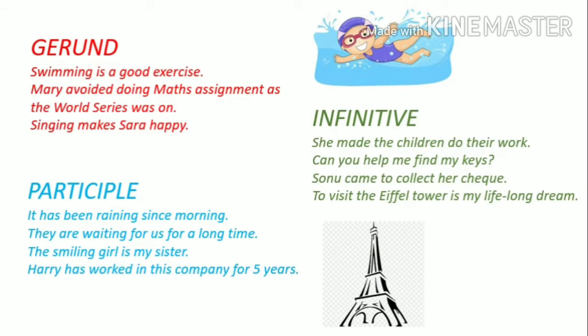Gerund. Swimming is a good exercise. What is the verb here? Swimming. Mary avoided doing maths assignment as the World Series was on. Mary avoided. Avoided is a verb. You have one more verb here. Doing. Avoided is a finite verb because you can change the form. Mary avoided. It could have been Mary avoids. Mary will avoid. That is why this is a finite verb. Whereas doing will not change. So this is a gerund.